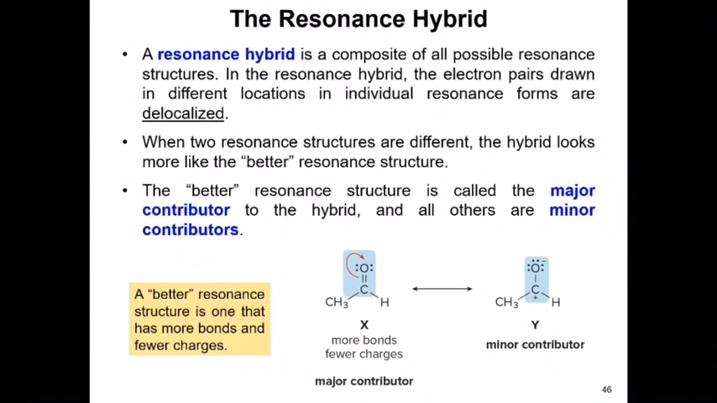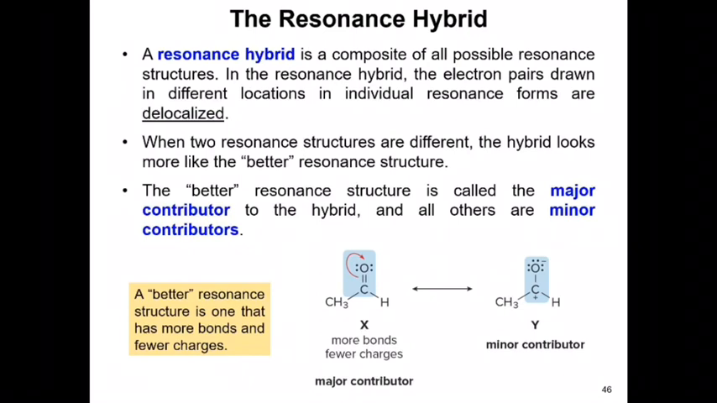So now that you know more about resonance structures, let's focus more on the resonance hybrid structure, which is basically a combination of all the possible resonance structures of a given molecule or polyatomic ion. Remember that in this hybrid structure, the electron pairs are delocalized between specific atoms within that structure. Between two resonance structures, the hybrid looks more like the better resonance structure, which is technically the more stable structure. And when it comes to structure stability, you have to have the knowledge regarding formal charges.